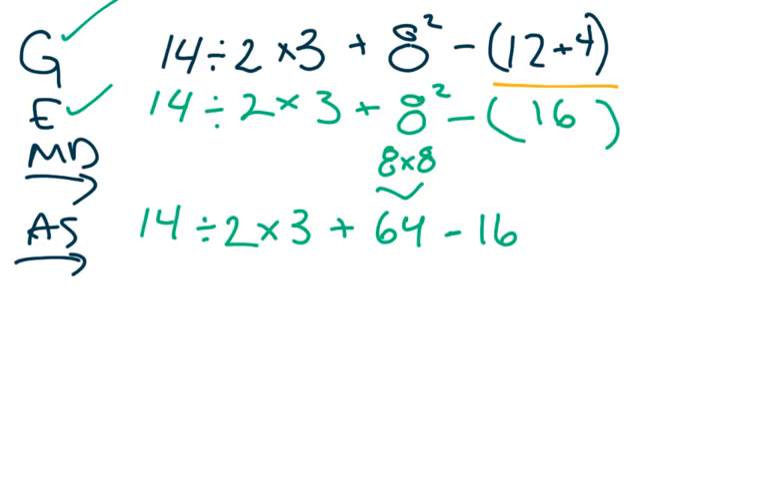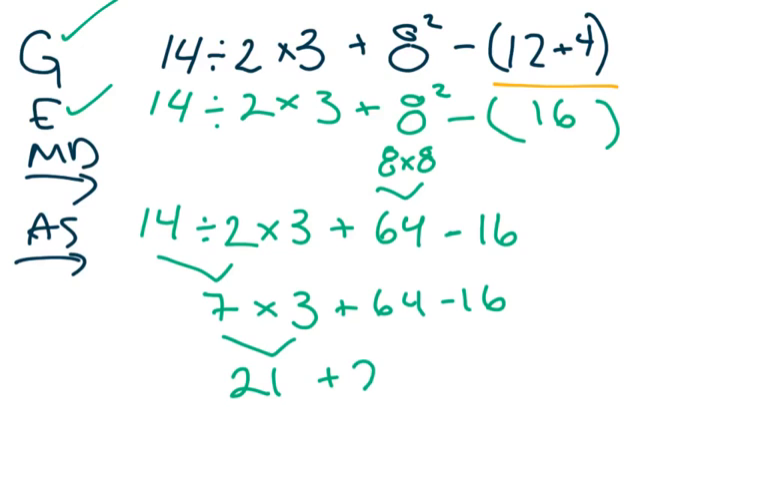Next up, multiplying and dividing, whatever I see first. First up, I see division. 14 divided by 2 is 7, times 3 plus 64 minus 16. Still have some multiplying and dividing.